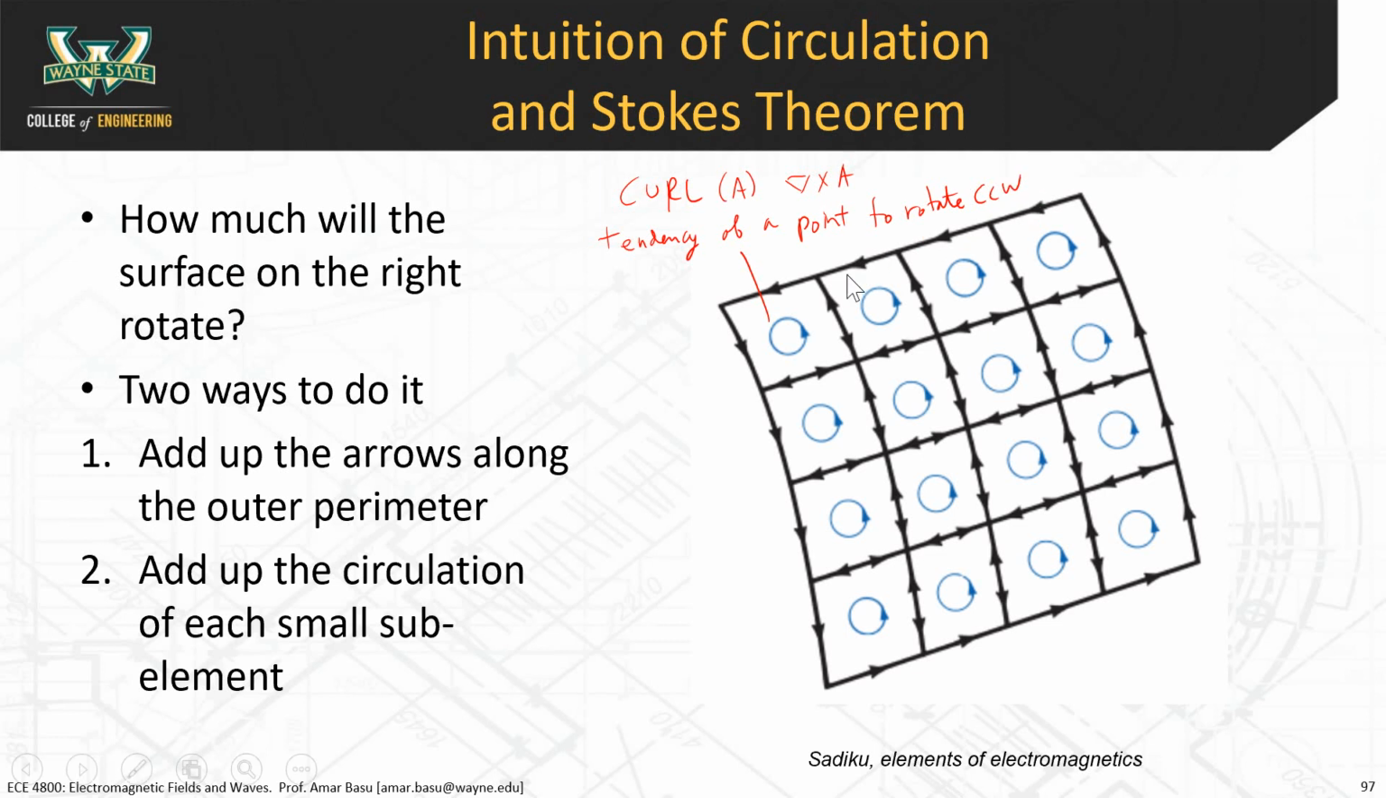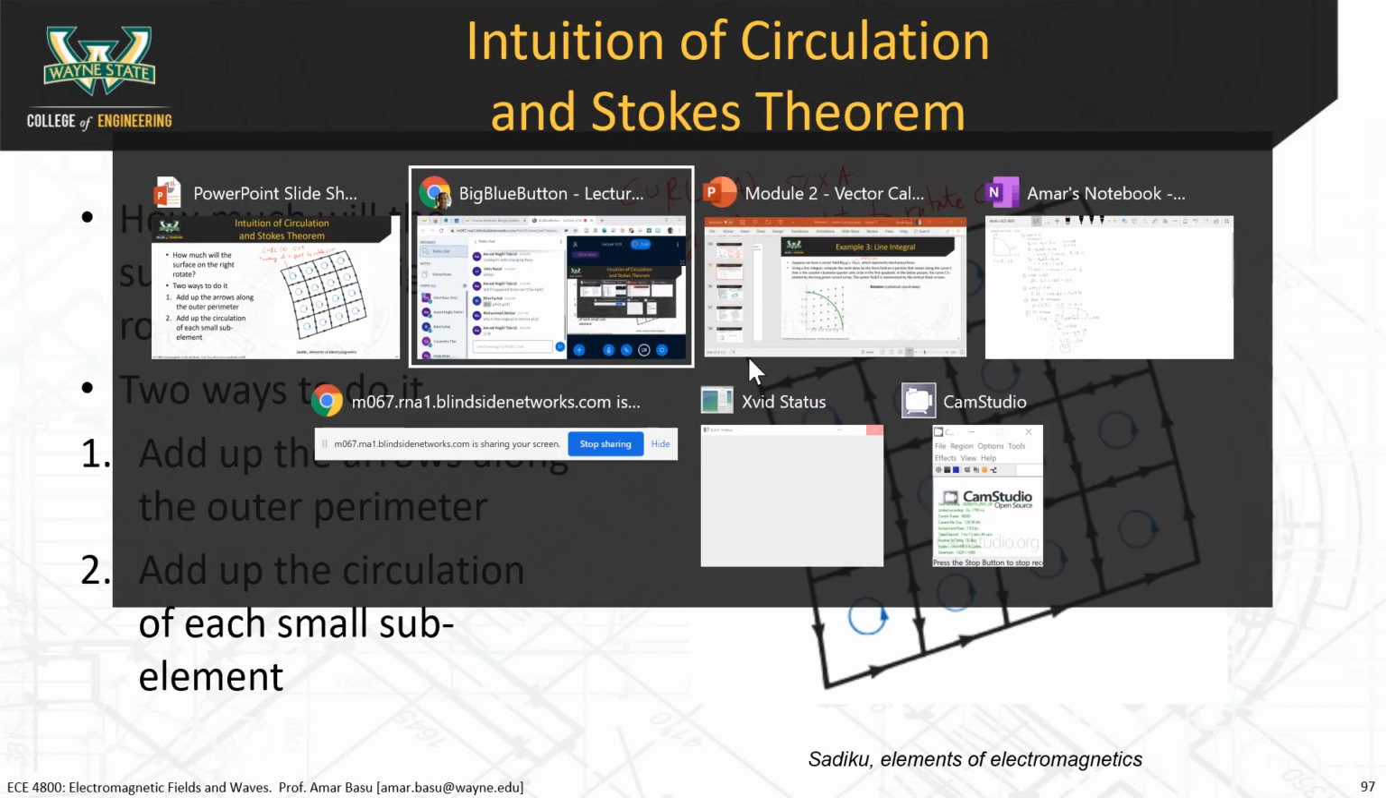So essentially what we're saying is that the tendency of this entire surface to rotate is the sum of the tendencies of each one of these little areas inside of it to rotate. So this has a tendency to rotate, this may have a tendency to rotate, this one does, and by adding all of those up and integrating the curl over this entire area, that will also give us the circulation of the surface. Okay? Questions?